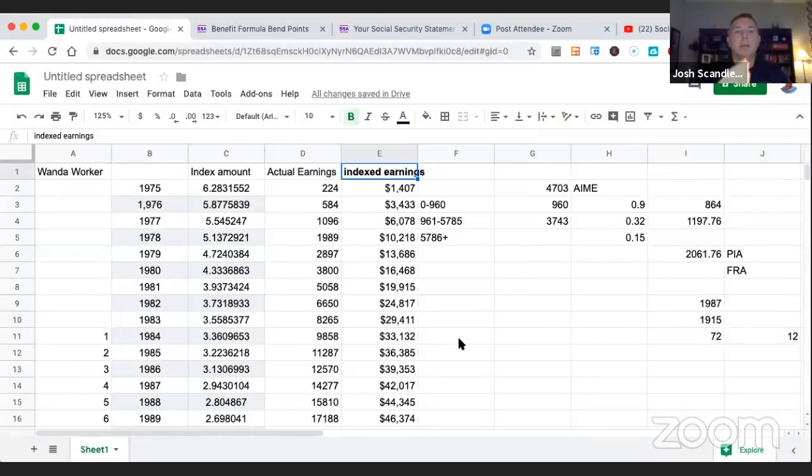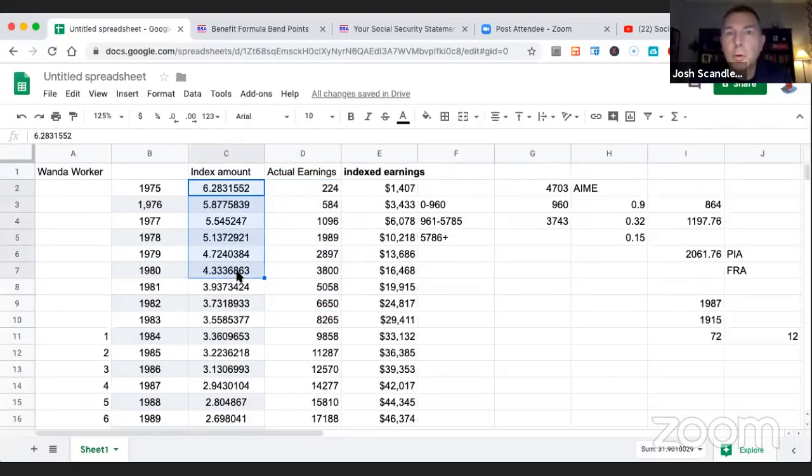All right. So simply, we took her actual earnings, and then we just times them by the indexed amount from what I used yesterday on finding her earliest year of eligibility through the Social Security statement, a Social Security link that I had in the show notes yesterday. And I'll do it again here today. And so the amount she made in 1975, we times that by her index amount, and that gives us her indexed earnings here of 1407 and so on.